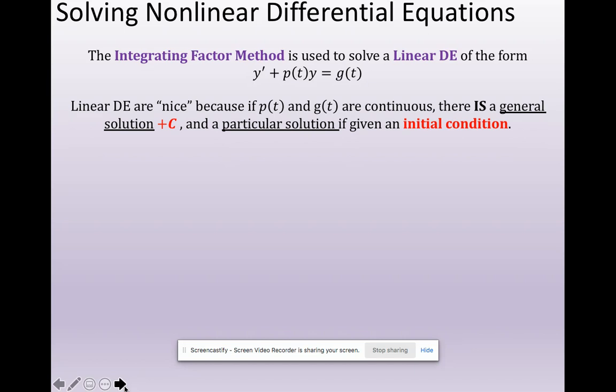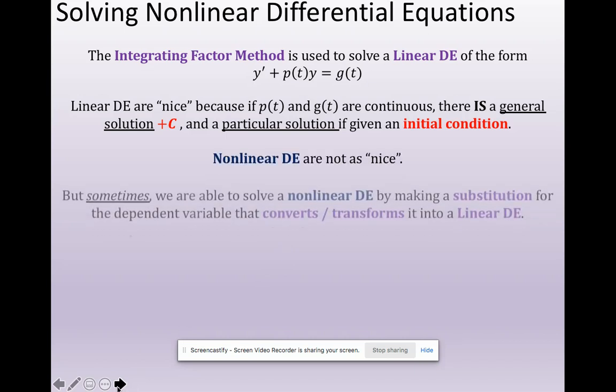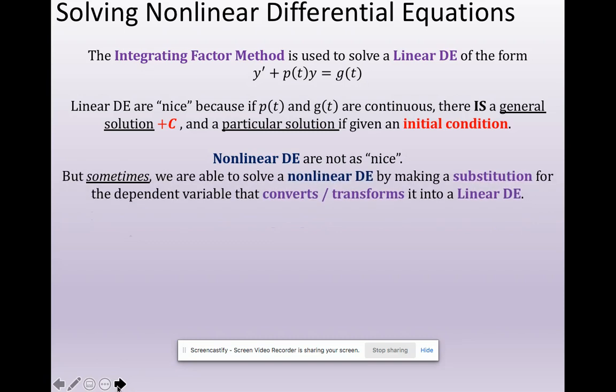What that means is there is an assumption that p and g are continuous functions, and if that is so, then we can definitely find a general solution, which is just our plus c. If we're given an initial condition, we can solve the initial value problem and get a particular solution. Nonlinear differential equations pose a lot of problems, so let's try to recognize some cases where we can deal with them.